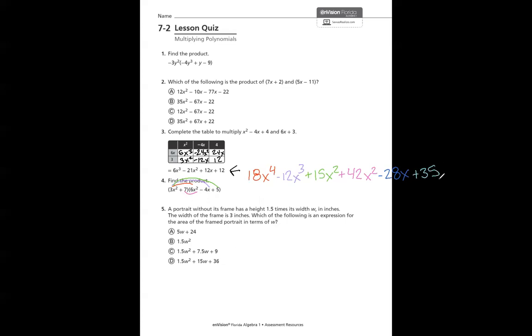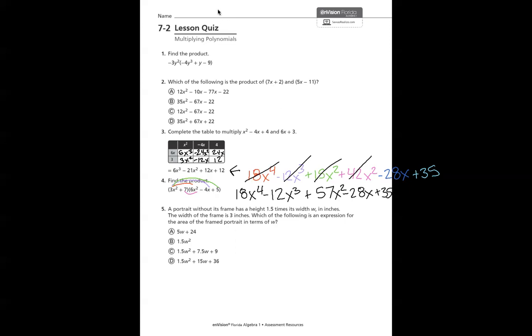And then I'm just looking for things that I can combine. So I've got 18x to the 4th, that's alone. And I've got minus 12x cubed, that's alone. Now I can combine my squared though. So that's going to give me 42 plus 15, so plus 57x squared. Those are done. And then my x and the number on its own, I don't need to combine anything. So minus 28x and plus 35.